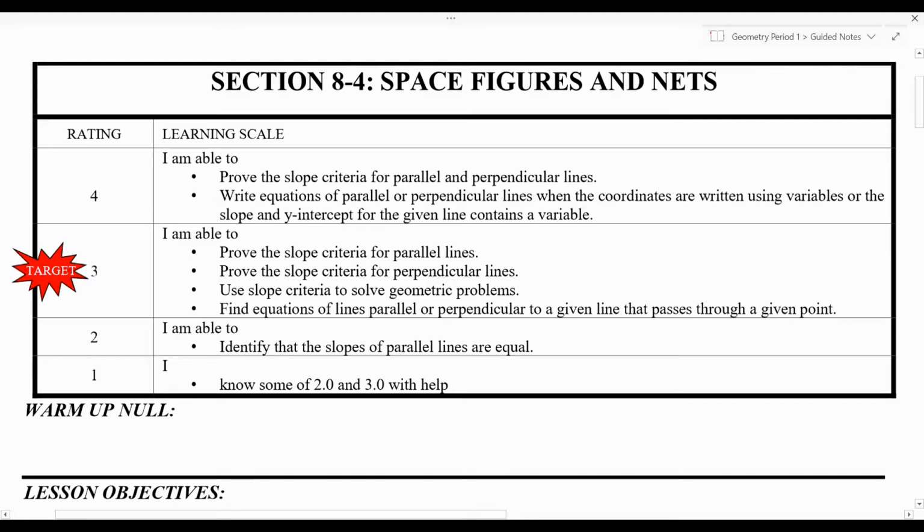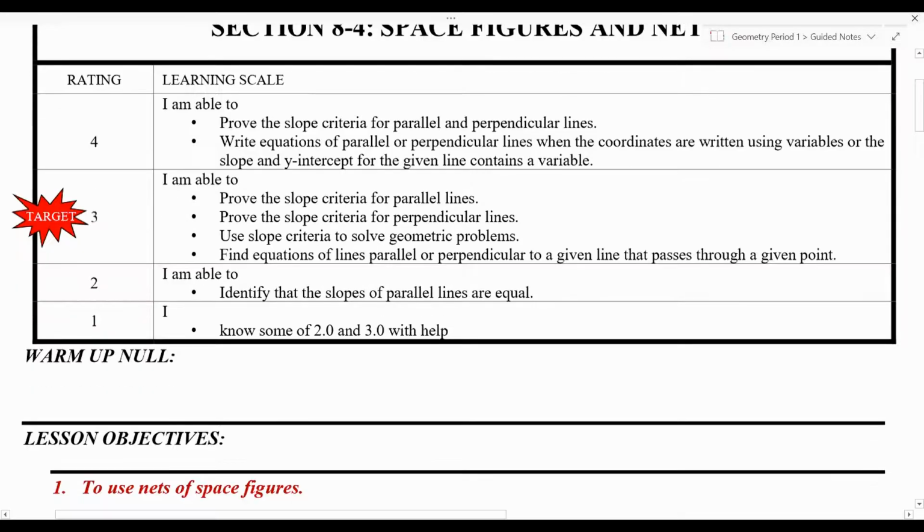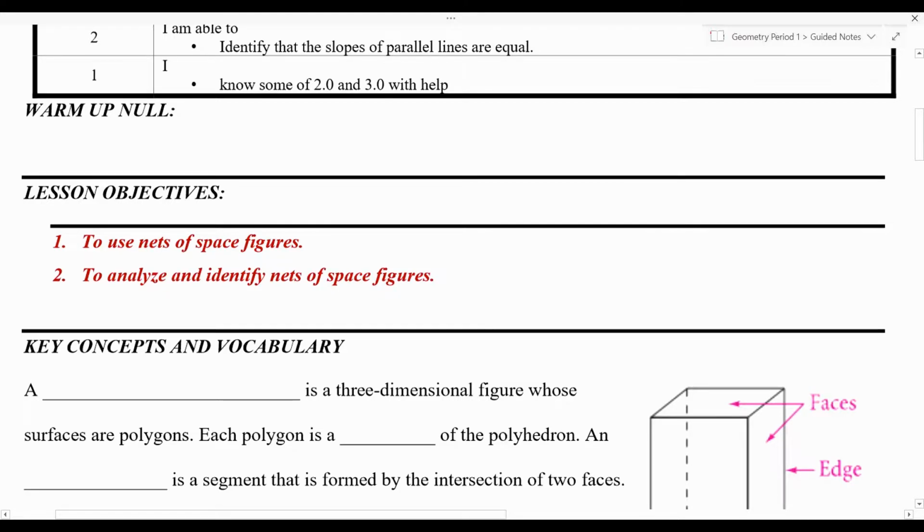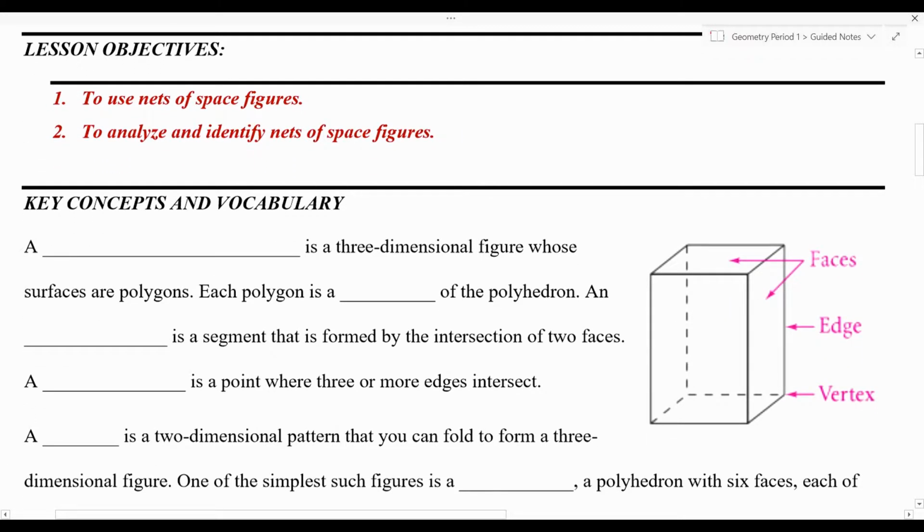Alright, section 8-4, space figures and nets. Let's get rolling here with our lesson objectives, which are to use nets of space figures and to analyze and identify nets of space figures. Let's look at our key concepts and vocabulary, and we start with the definition of what is a polyhedron.